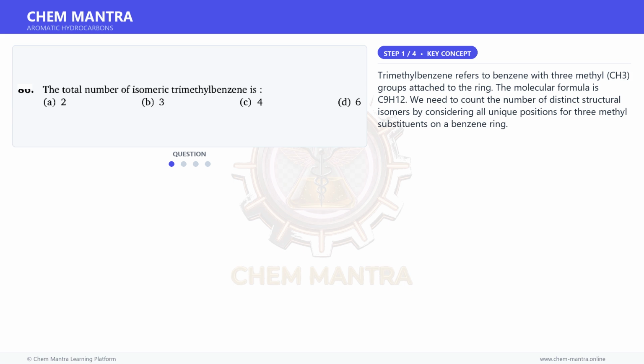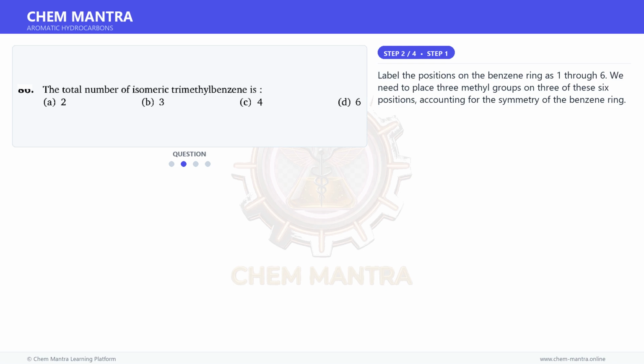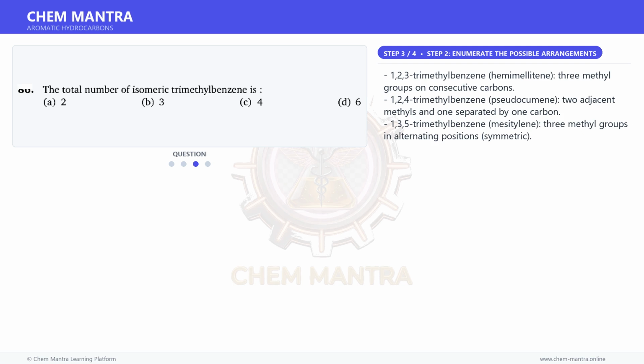We need to count the number of distinct structural isomers by considering all unique positions for 3 methyl substituents on a benzene ring. Moving on to the next step. Label the positions on the benzene ring as 1 through 6. We need to place 3 methyl groups on 3 of these 6 positions, accounting for the symmetry of the benzene ring. Moving on to the next step.